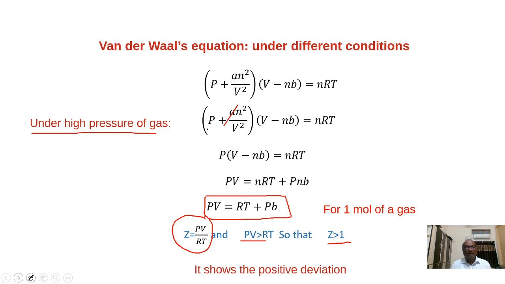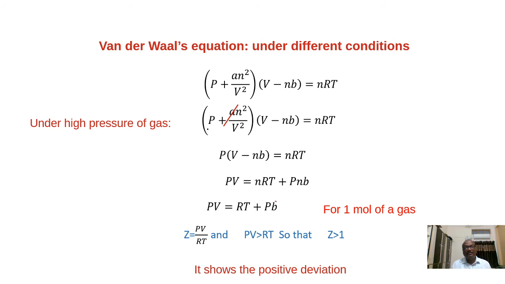So what is the form of the van der Waals equation under high pressure? That is very, very important. You remember it is PV is equal to RT plus Pb. This is very important. PV is equal to RT plus Pb for 1 mole of gas.